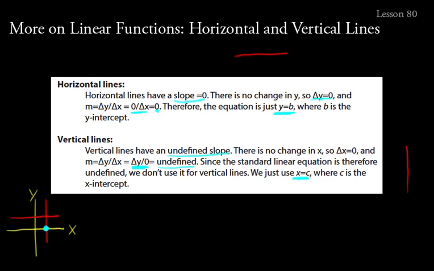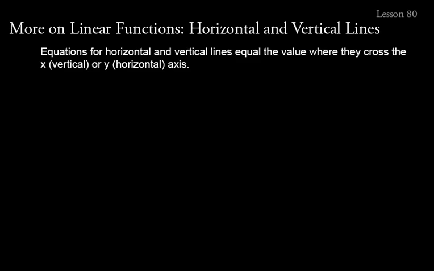So you're familiar with y-intercepts. Well, there's an x-intercept as well, and hopefully that makes sense. If the y-intercept is the place where a line crosses the y-axis, the x-intercept is just where it crosses the x-axis. So something to make a note of is that equations for horizontal and vertical lines equal the value where they cross the x or y axis. That's all they are.